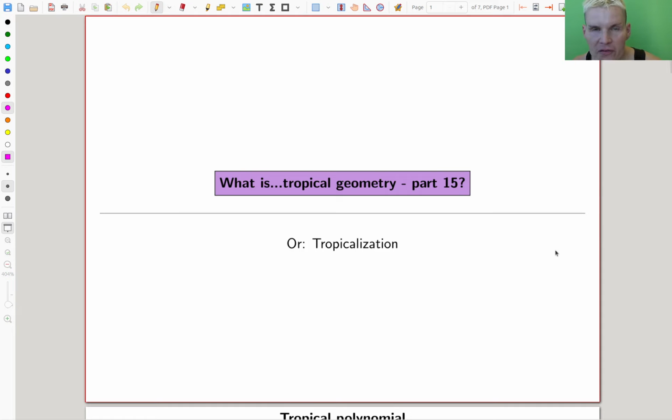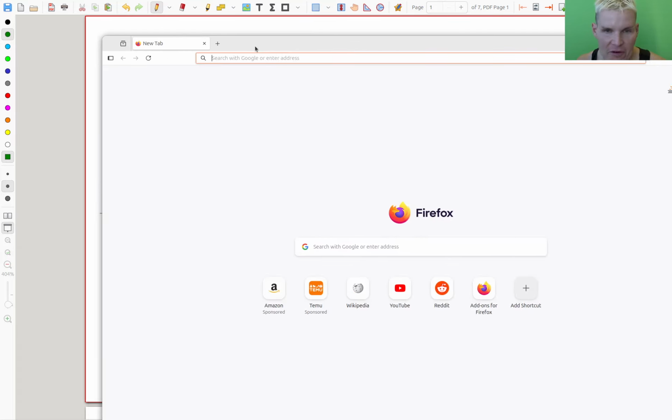Okay, welcome everyone to this continuation. This is What Is Tropical Geometry. We are already at part 15, and I now want to make precise what tropicalization is. And I'm pretty sure I never did that before, so let's try.